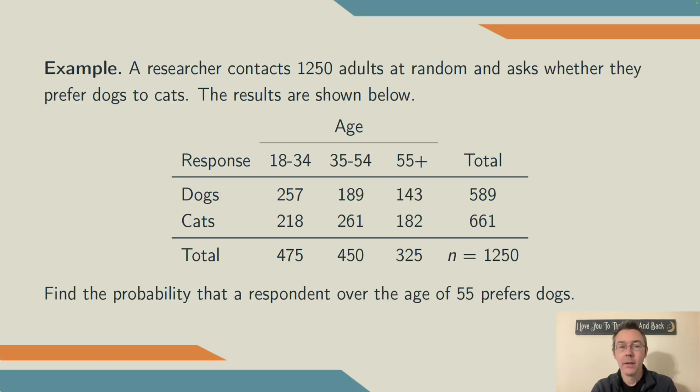Another example: a researcher contacts 1,250 adults at random and asks whether they prefer dogs to cats. And so the results are here, and they're broken down by age groups. Find the probability that a respondent over the age of 55 prefers dogs. This is a good place to pause the video. Try it yourself before seeing my solution.